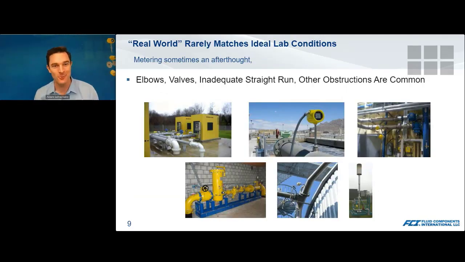What we see in the real world on site: elbows, valves, limited straight run. Oftentimes when these projects happen, there's a big focus on the bigger, higher dollar capital equipment, and metering can sometimes be an afterthought, which is why we get the calls on, I have a valve, I have a reducer, I have an elbow, I have this obstruction or that obstruction. What's going to happen to my accuracy? So we do have a few scenarios I could walk through here to demonstrate how that would affect a measurement.